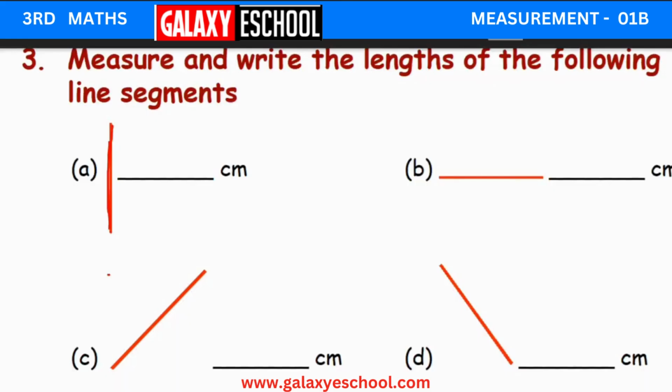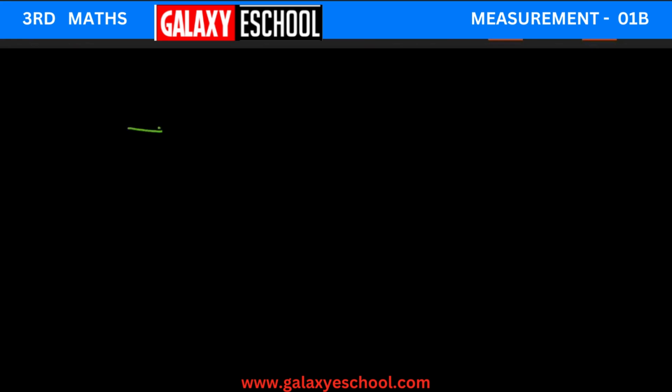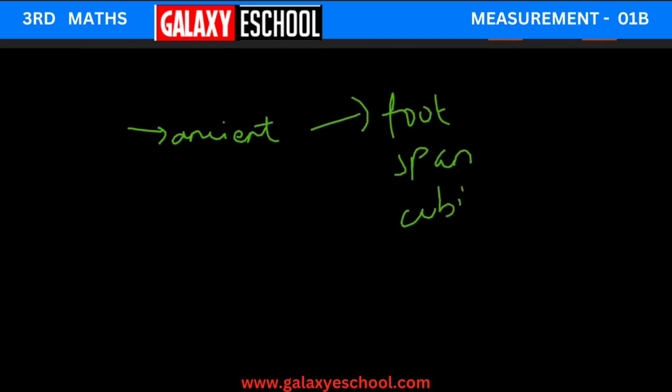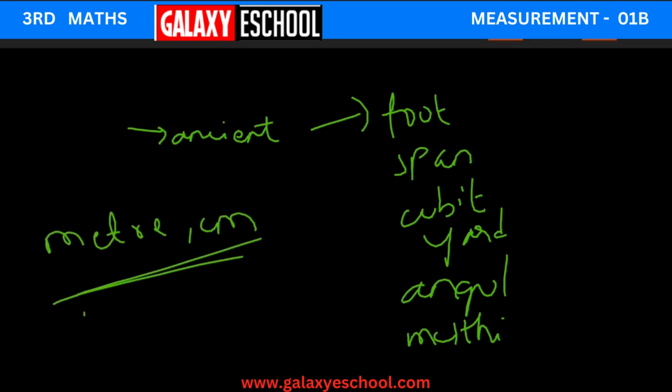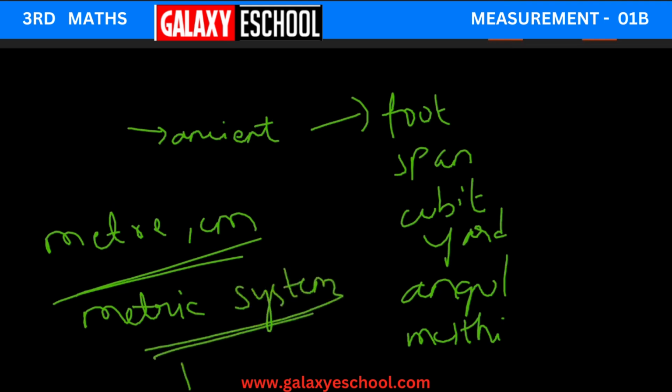Okay, now with this we've come to the end of today's class. What did we learn in today's class, children? We learnt about some ancient units of measurement like foot, span, cubit, yard. And in ancient India, what did we use? We used angul, that is finger, and muthi, that is a fist. And also we've learnt about meters and centimeters. These two are used as the units of measurement in which system, children? In the metric system. And the metric system was introduced by whom? It was introduced by the French people.